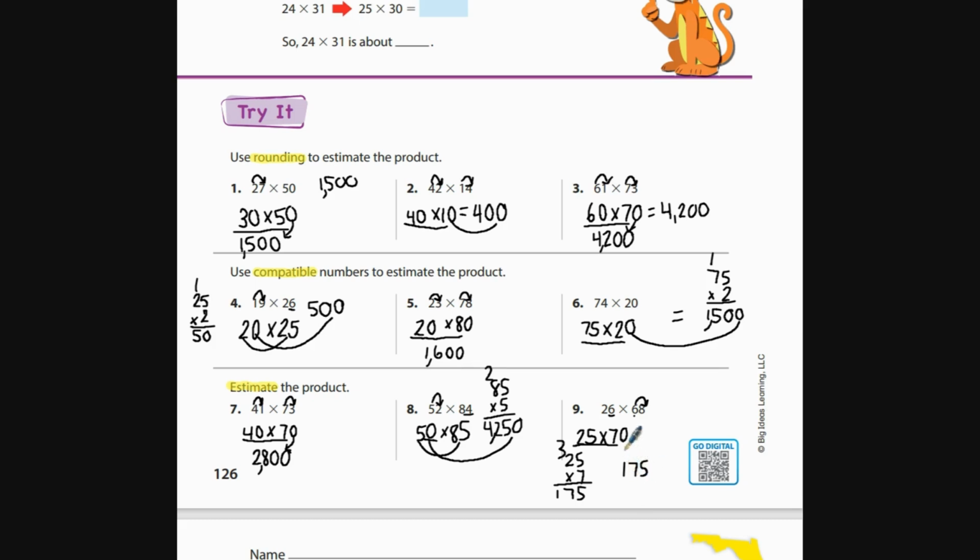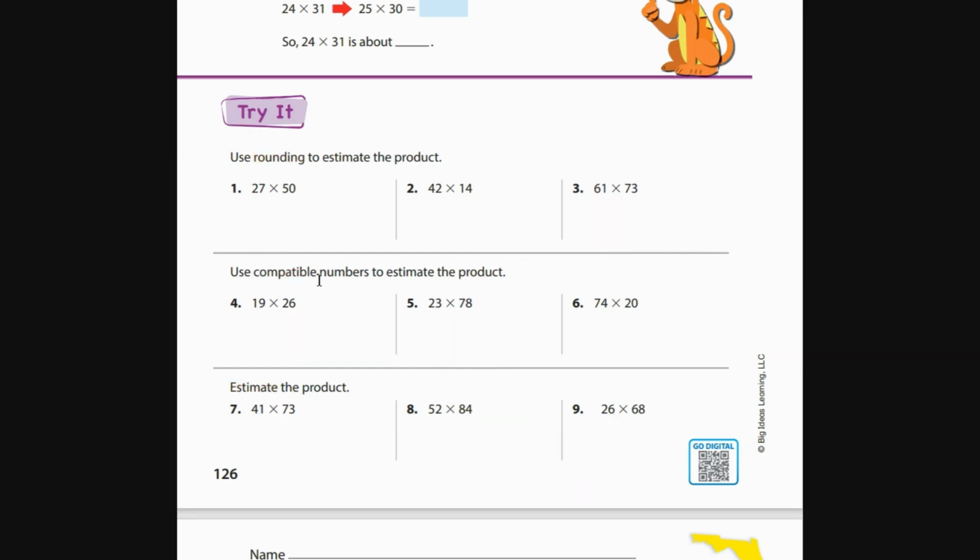So that means, is my answer 175? I hope you didn't say yes, because it's not. I need to add that 0 at the end, because remember, I didn't do anything with him. So he's invited to the party as well. So I have 1,750 is my total estimate. All right. And we're almost in the clear for this lesson.